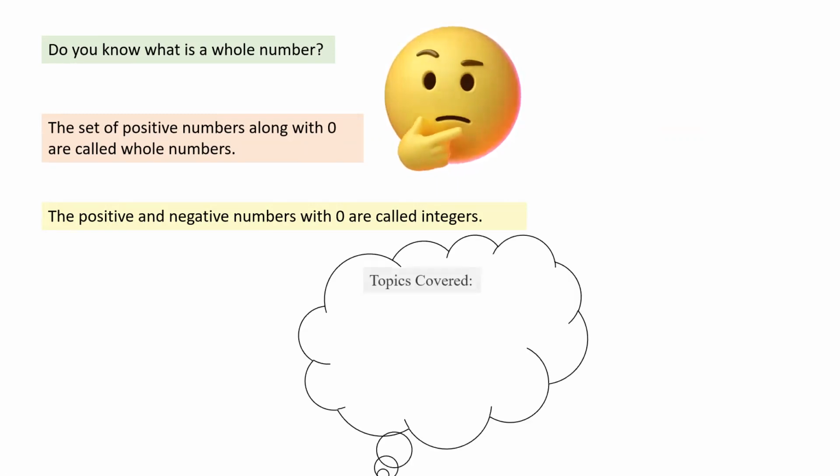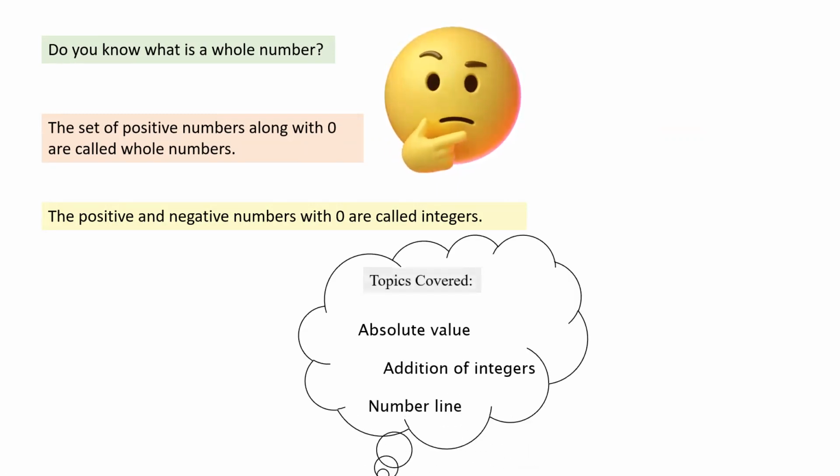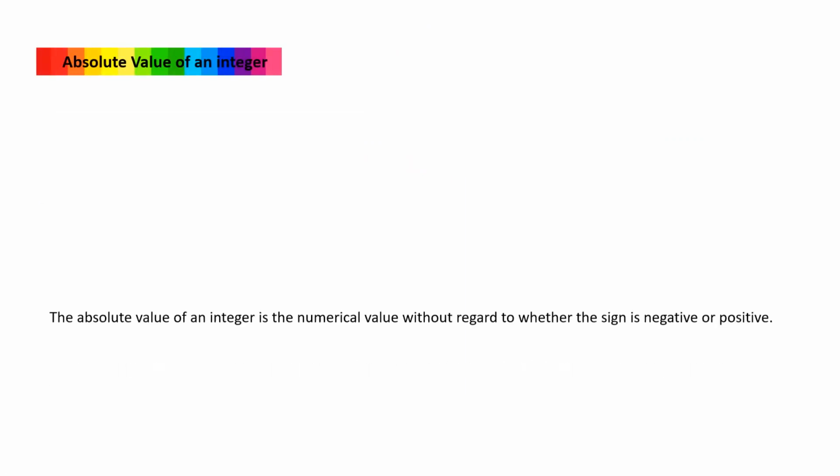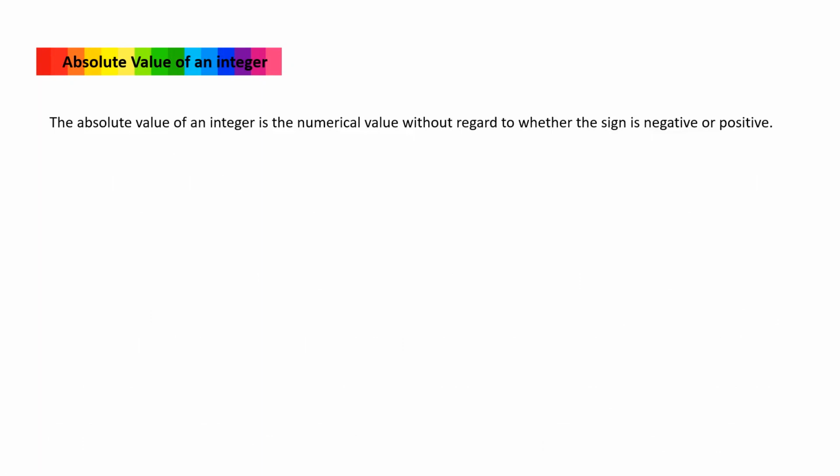So the topics that we will be covering in this video are absolute value, number line, and addition of integers. Let us begin with absolute value of an integer. The absolute value of an integer is the numerical value without regard to whether the sign is negative or positive. So let us take a look at three different examples. The absolute value of minus 15 is 15, 8 will remain 8, and 0 will remain 0.